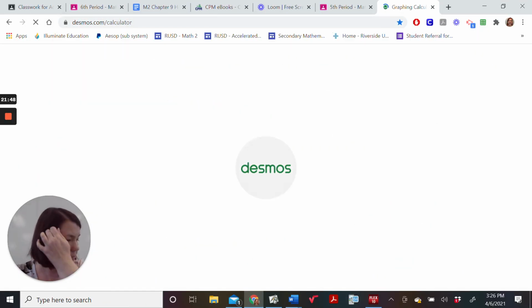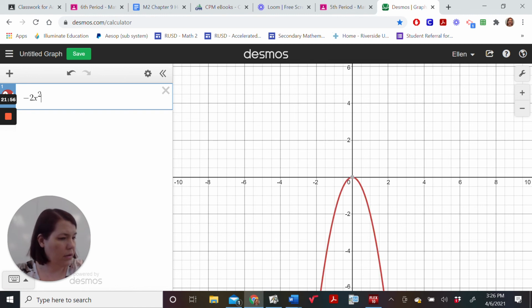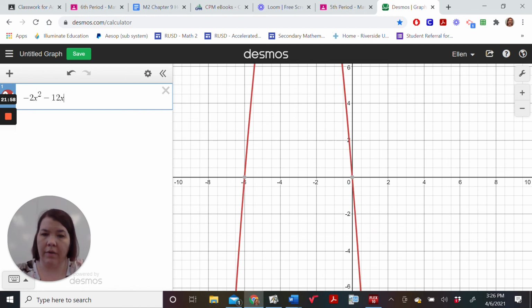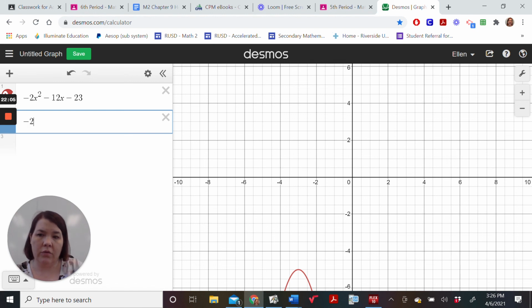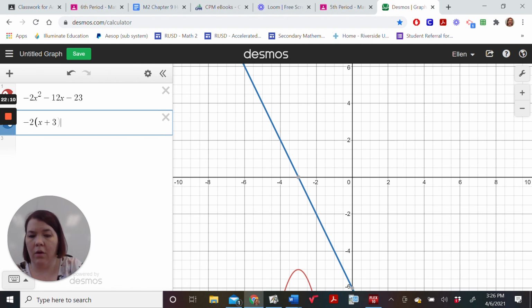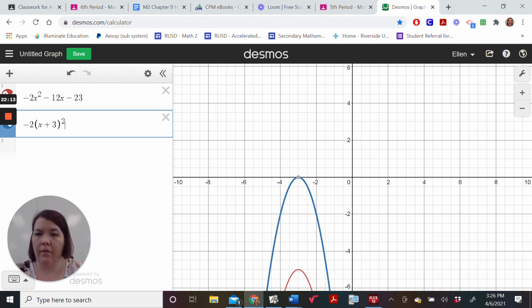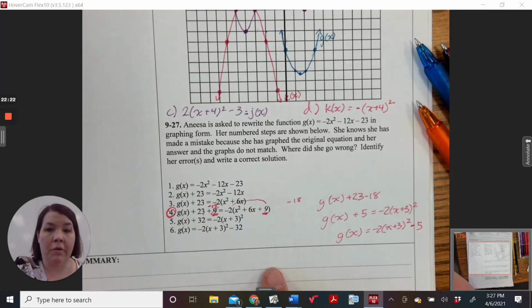Decimals. And our original was negative 2x squared minus 12x minus 23. And my new one, negative 2 parentheses x plus 3 quantity squared minus 5. So I did it right. Easy way to check. Very, very easy way to check.